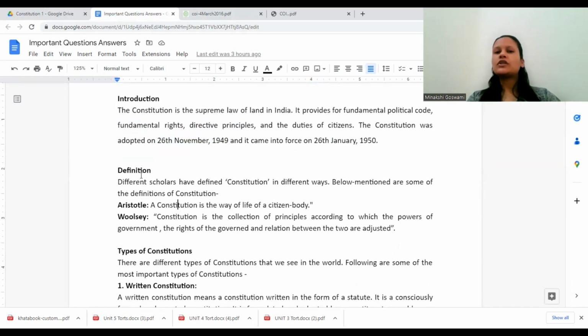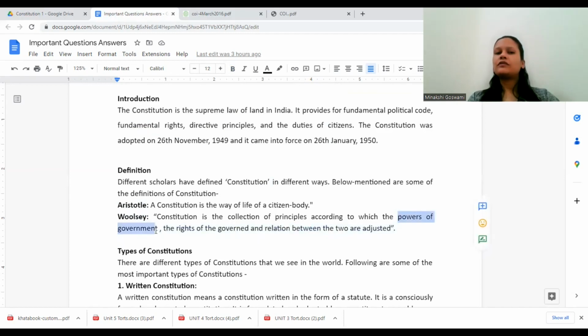Now, when we talk about Constitution of India, different scholars have defined Constitution differently. According to Aristotle, Constitution is the way of life of citizen body, how people should behave, how their life would operate. Everything is mentioned there in the Constitution. According to Woolsey, Constitution is the collection of principles according to which the powers of government, rights of the governed, and relation between the two are adjusted.